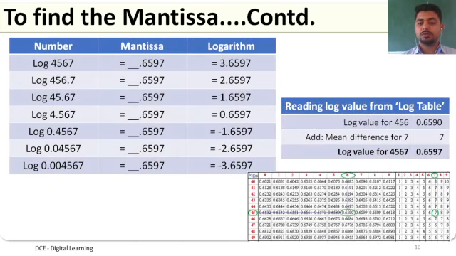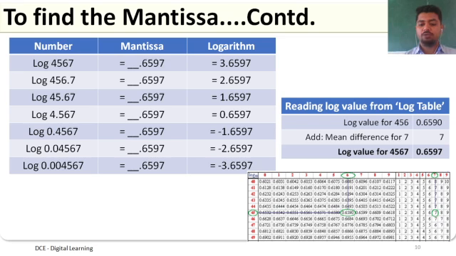For example, to find the log value for 4567. Here the four digits are 4567. The first four significant digits are 4567. The first two digits 45 have to be located in the first column. The third digit is located in the next columns headed by 0 to 9. So the sixth column. Here the log value is 0.6590.